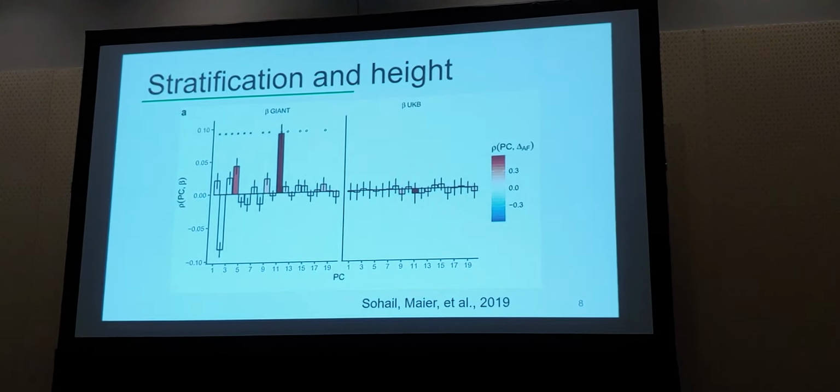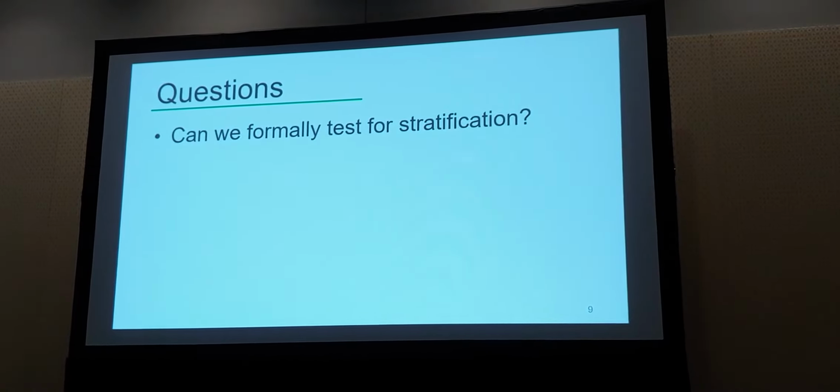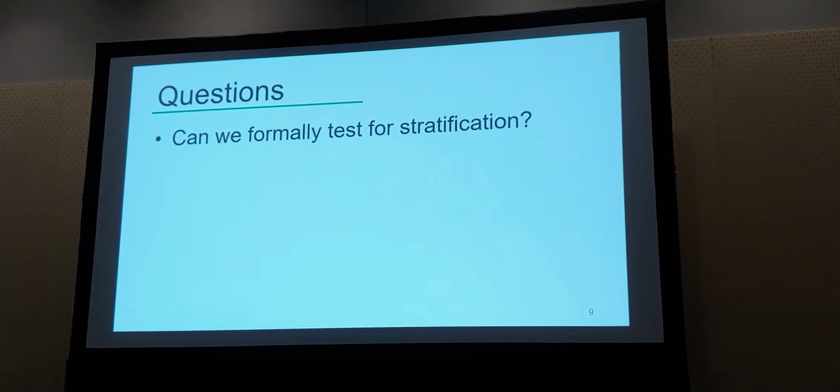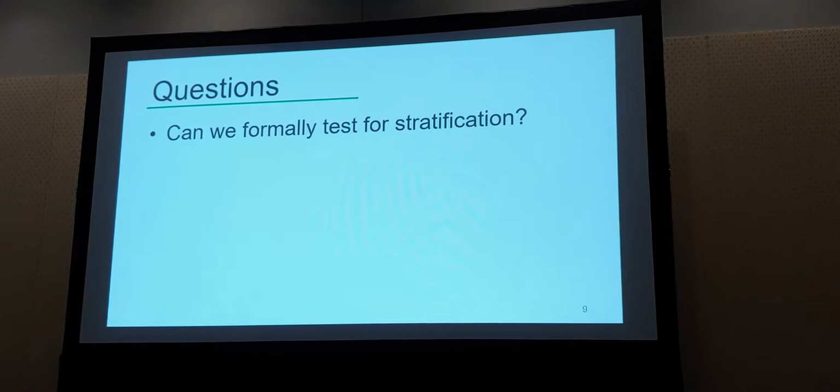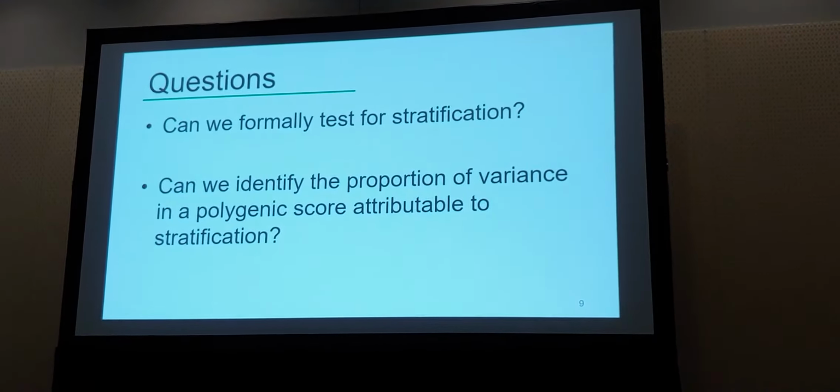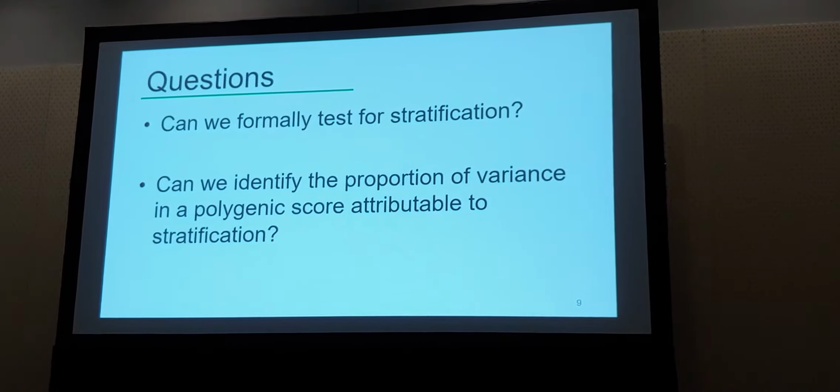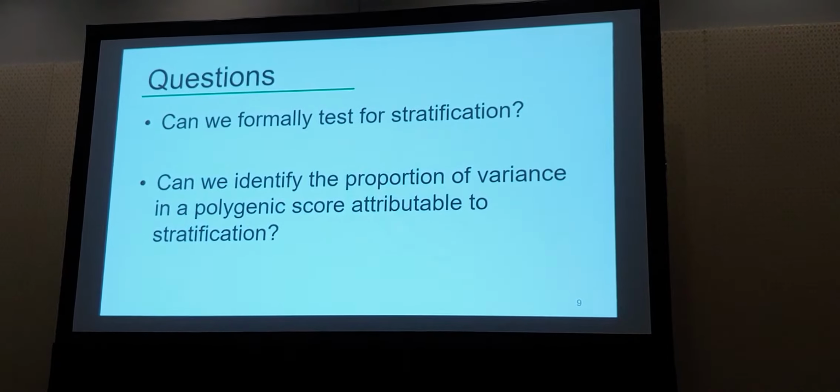So what I'm doing is jumping off from observations like this and trying to ask: can we build a statistical framework that will let us formally test for population stratification in a set of effect sizes? And can we do things like identify the proportion of variance in a polygenic score that's attributable to stratification?